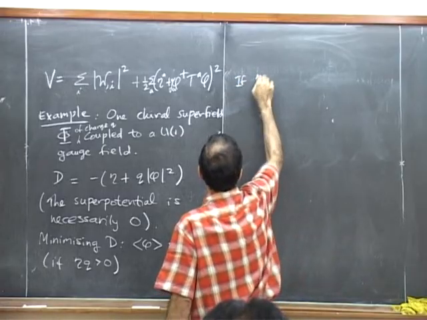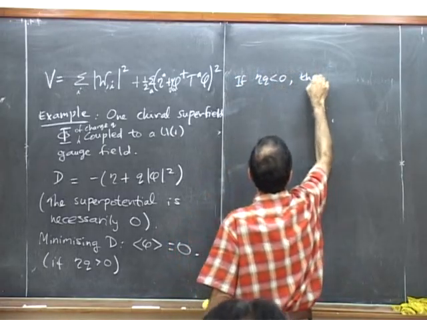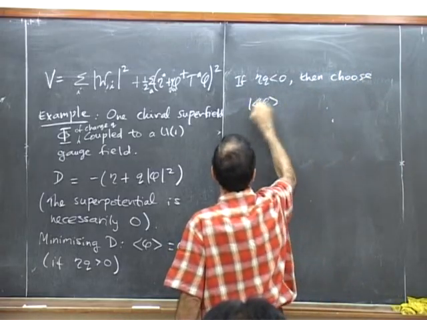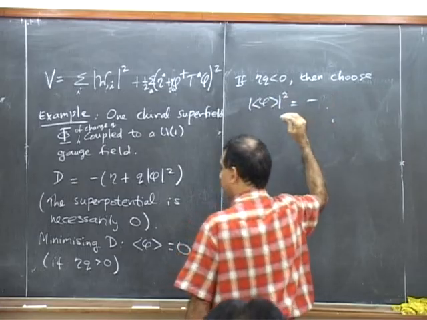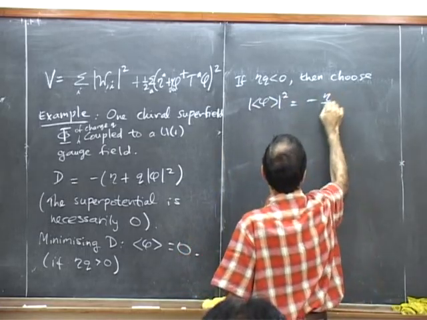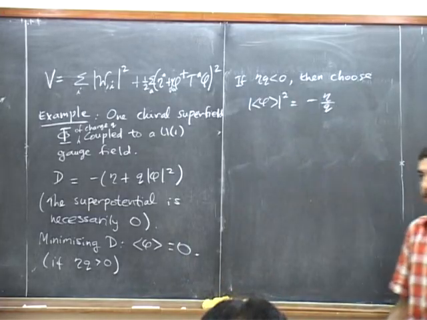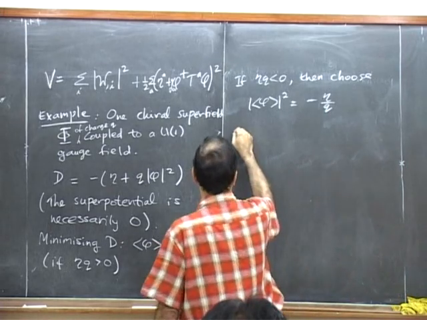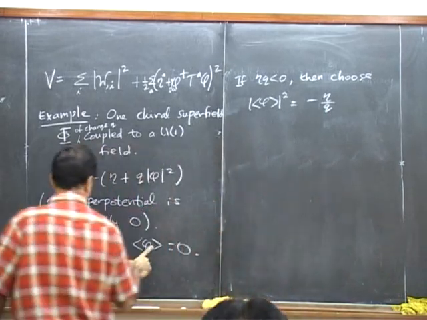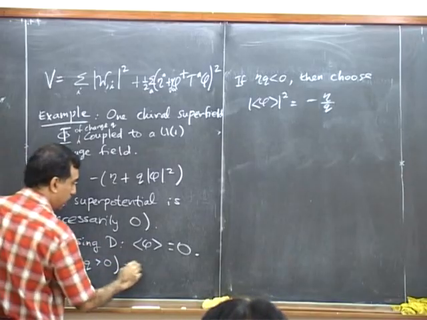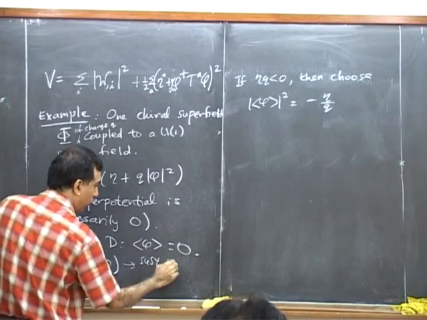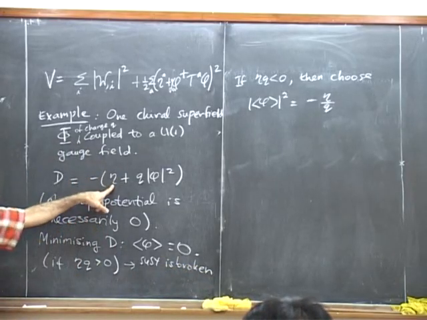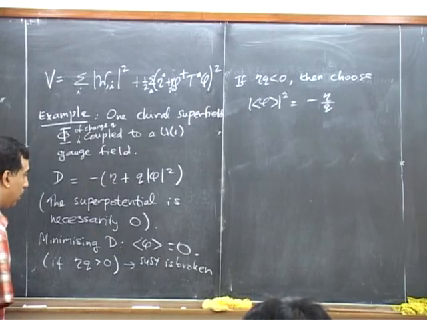And if eta q is less than 0, then choose the vev such that the modulus squared of phi is minus eta by q. Positive. Notice that in the first case, this is the minimum and SUSY is broken. The vacuum energy is a half eta squared, and eta is a parameter that's up to us.